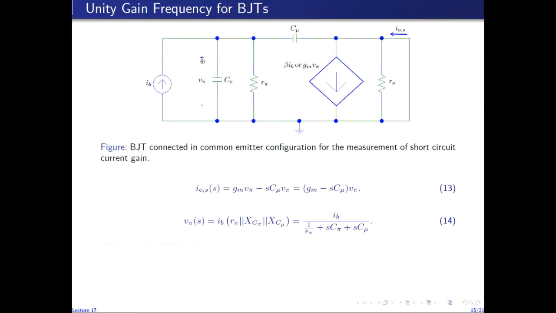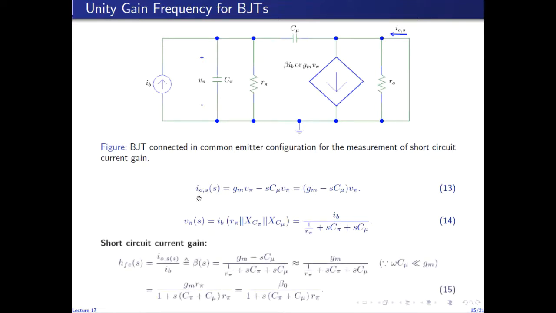So V pi is given by IB times this equivalent impedance, which can be written like this. So the parallel combination can be written as the inverse of the sum of the inverse of the individual elements. So I can write V pi S like this. So I can put V pi in here and take IB onto the other side to find the ratio IOS over IB, which is the short circuit current gain, which is denoted by H subscript FE, and it is obviously a function of the frequency.